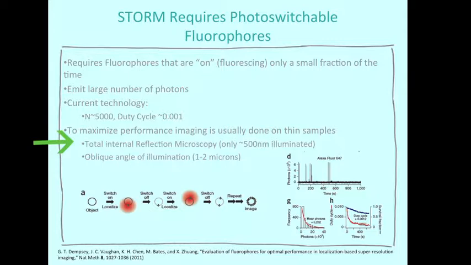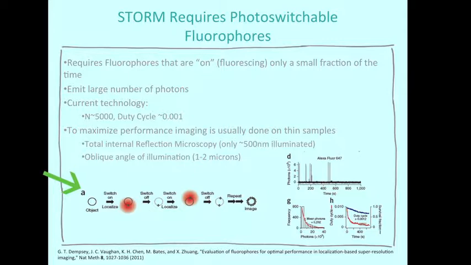So in this technique, you're basically illuminating only about a few hundred nanometers just below the cover slip of your microscope slide. And then more recently, people started using oblique angles of illumination. This is also called HiLo microscopy. And here you're illuminating maybe 1 or 2 microns below the cover slip. And so this is just another cartoon explaining this technique.